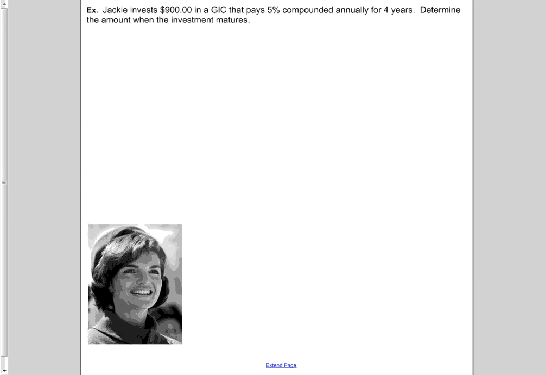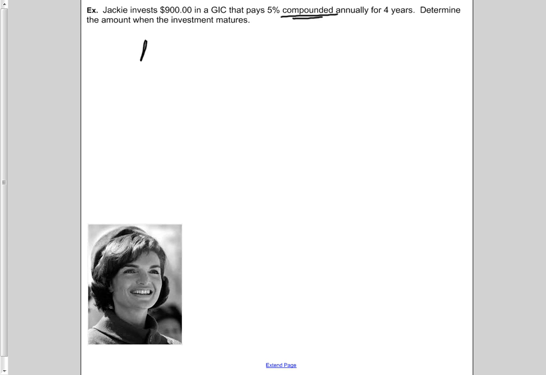So let's look at Jackie. She invests $900 in a GIC that pays 5% compounded annually. So that's the magic word that tells us it's not simple interest, it's compound interest. It's a one-shot deal. She invests $900. That's it. She doesn't do anything monthly. That's a totally different scenario. So a one-time deal with the word compound in the question.